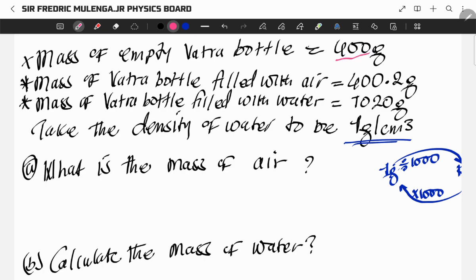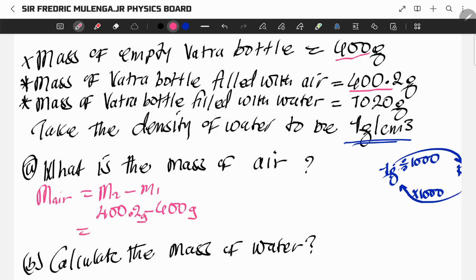Then a water bottle filled with air is just this. Like I told you, you just use common sense there. The number which is larger than the other one is the one you subtract from. So the mass of air is just mass 2 minus mass 1. Mass 2 in this case will be 400.2 minus 400, grams both sides.